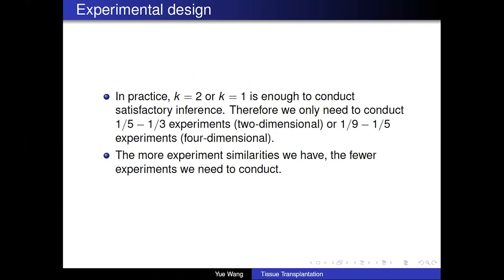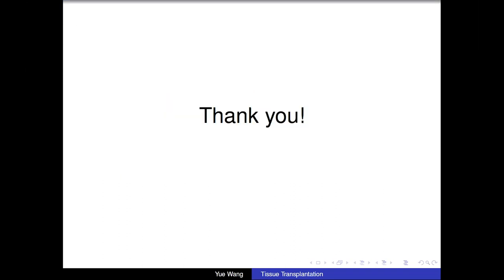In practice, k equals 2 or k equals 1 is enough to conduct satisfactory inference. Therefore, for the two-dimensional case, we only need to conduct 1/5 to 1/3 of total experiments. For the four-dimensional case, we only need to conduct 1/9 to 1/5 of total experiments. And then we use the results of these conducted experiments to infer all the other non-conducted experiments. You can see that the more experiment similarities we have, the fewer experiments we need to conduct. Okay, that's all. Thank you.